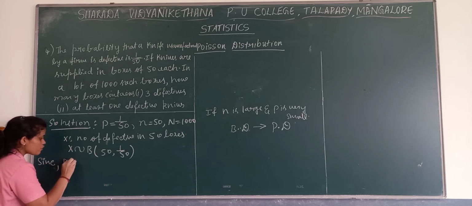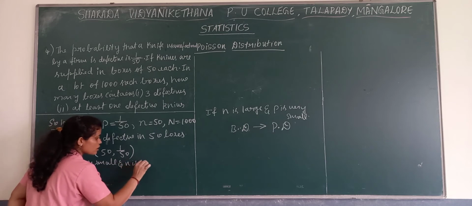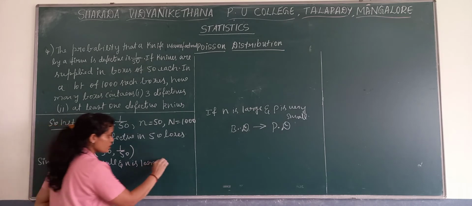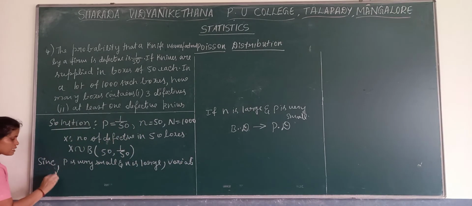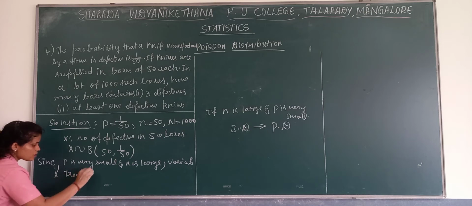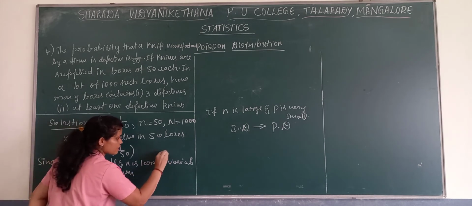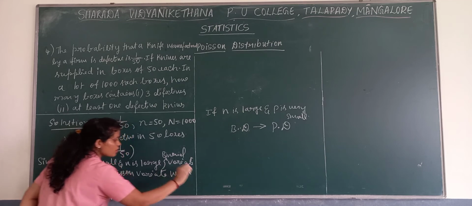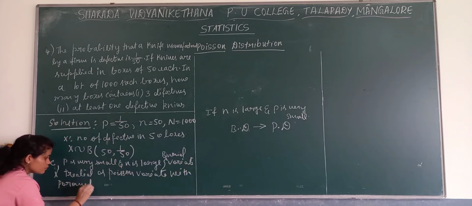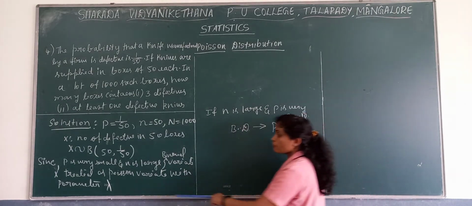Now, write one sentence. Since p is very small and n is large, variable x is treated as a Poisson variate, binomial variate x is treated as a Poisson variate with parameter lambda. Now we consider binomial distribution as Poisson distribution with parameter lambda.